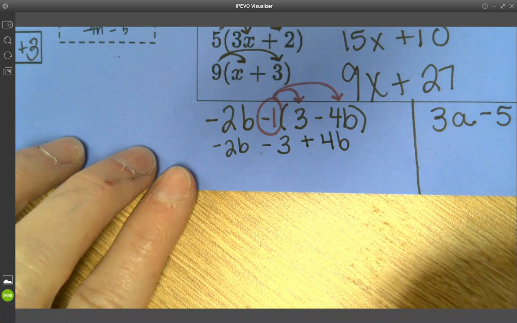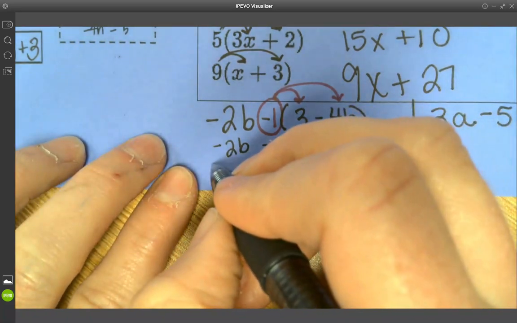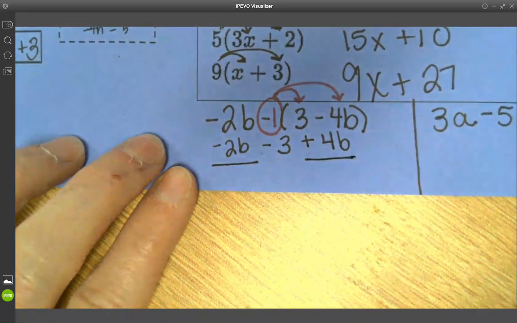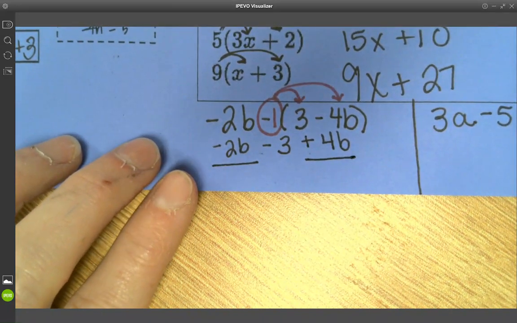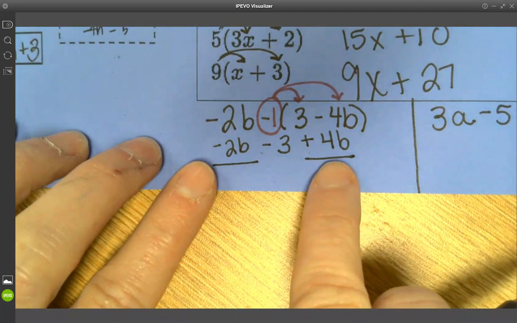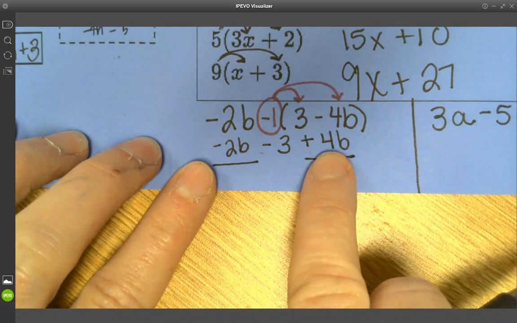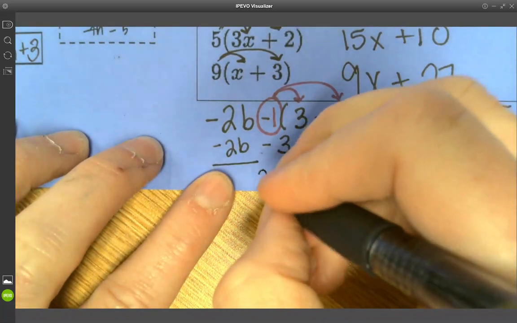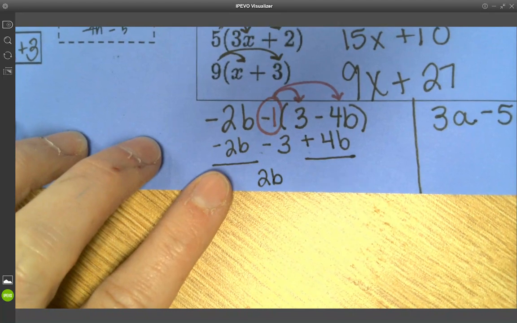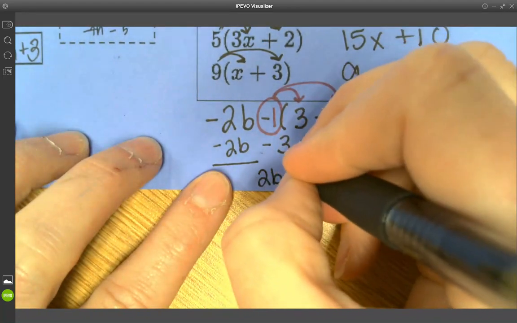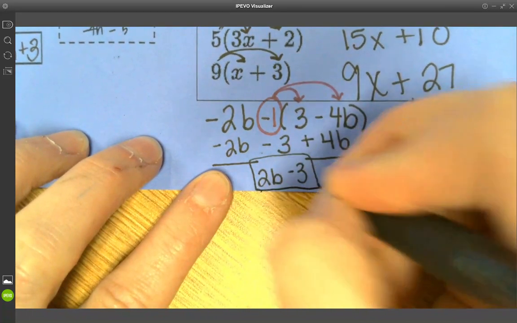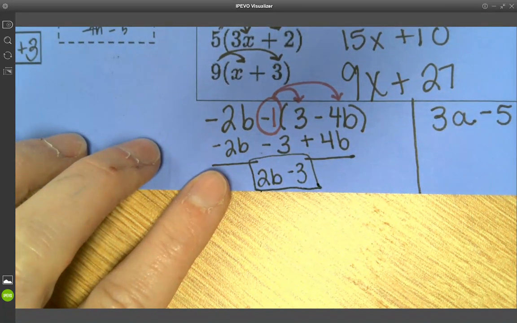But we're not done yet because we have to combine like terms. So we have negative 2b and a positive 4b. So if they're different signs, you subtract and keep the sign of the larger. So 4 minus 2 is 2. Keep the sign of the larger, so it's a positive 2b. And then the negative 3, we just carry it down to minus 3. Put a box around your solution, your simplified expression.